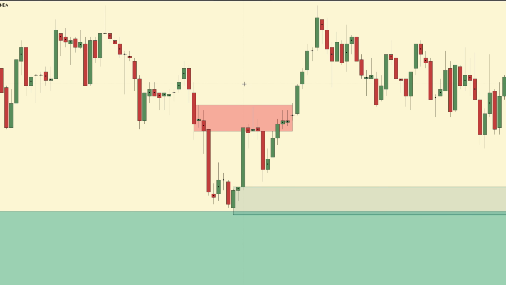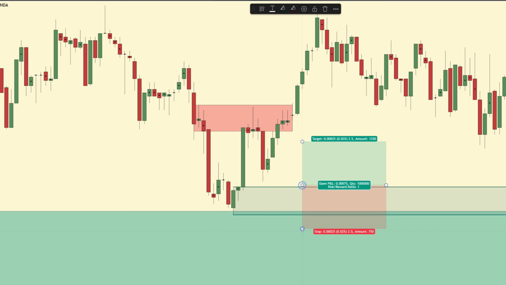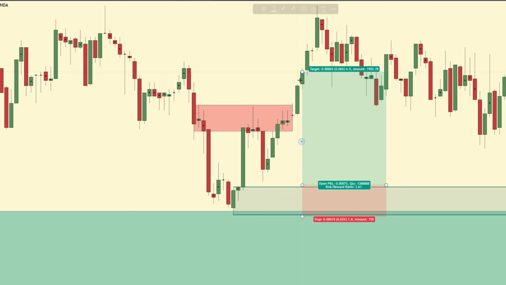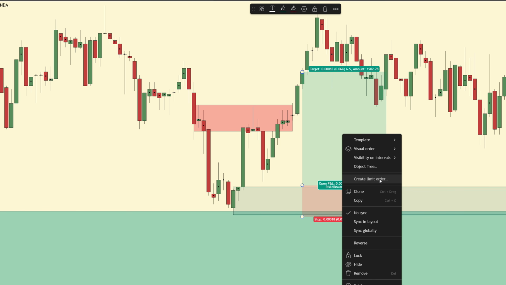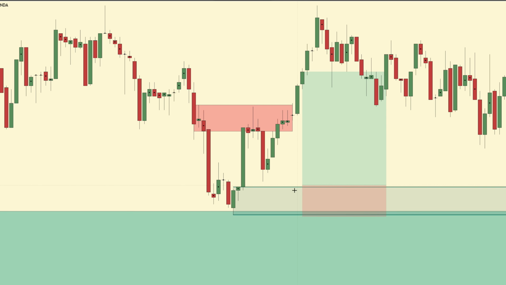So that's where the stop order comes in. So simply what we do, let's just use our risk to reward tool, is instead of placing our risk to reward tool down here like this, you right click, you can create your limit order, right? Instead of doing that, we are simply identifying the zone down below that's formed.